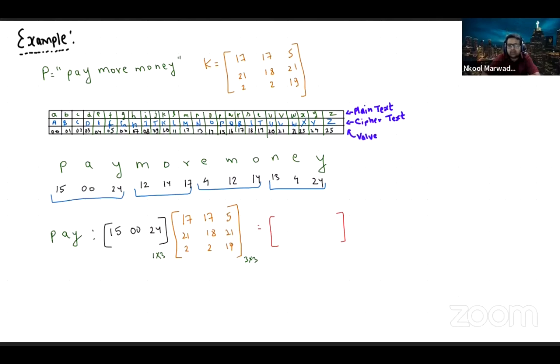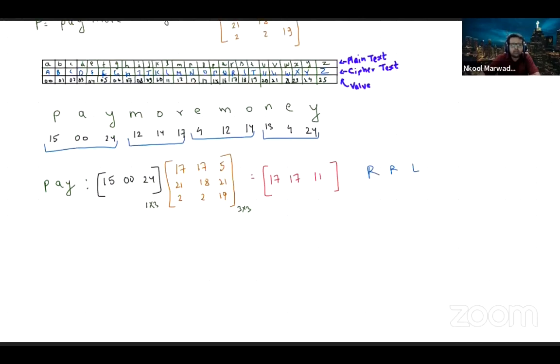Now this multiplication I am not going to do now, as it will be very time taking. You can try it and cross-check. After multiplication, whatever numbers you get, if you convert them into alphabets, for your reference, it will be something like 17, 17 and 11. This is the result you will get, and it is equal to RRL. So the plain text PAY got encrypted into the ciphertext with this method. Similarly, for all other blocks, the same operation will be done.